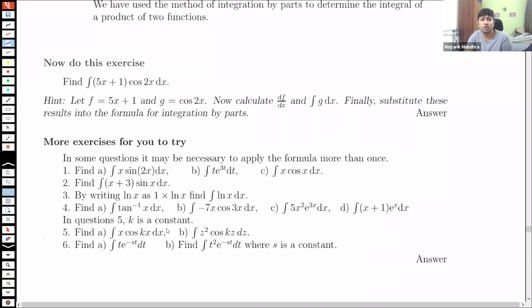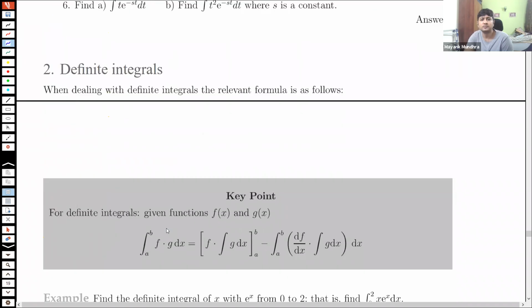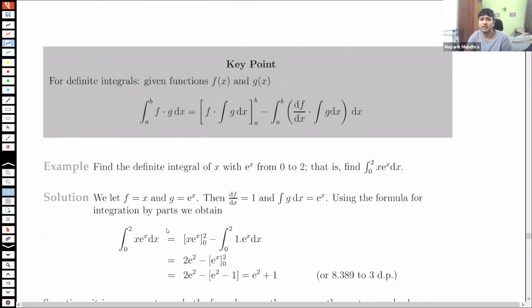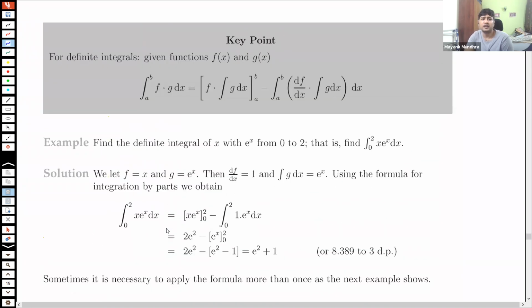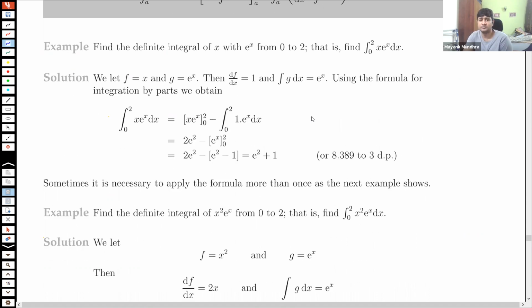So you have these bunch of problems on integration by parts, which you need to work on. And then you have definite integral on integration by parts. Definite integral works in a similar manner. You can find the final thing, and then you can just apply the limits after you get the final integration.